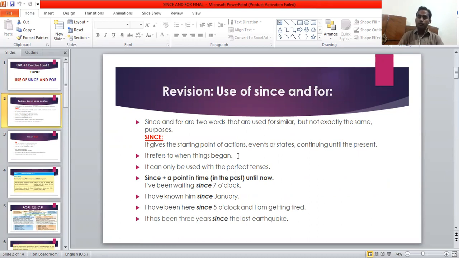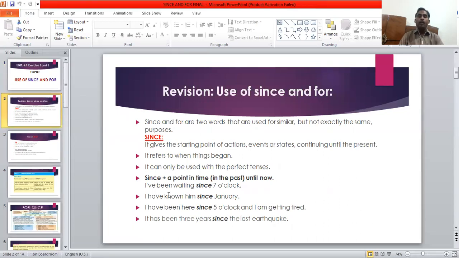We use since when we know the start point of any event or activity, and it is the action which was started in the past and it is still going on. It refers to when things begin. So in since we only know the starting point, when the activity started. It can only be used with the perfect tenses. The formula is since plus a point in time in the past or until now.